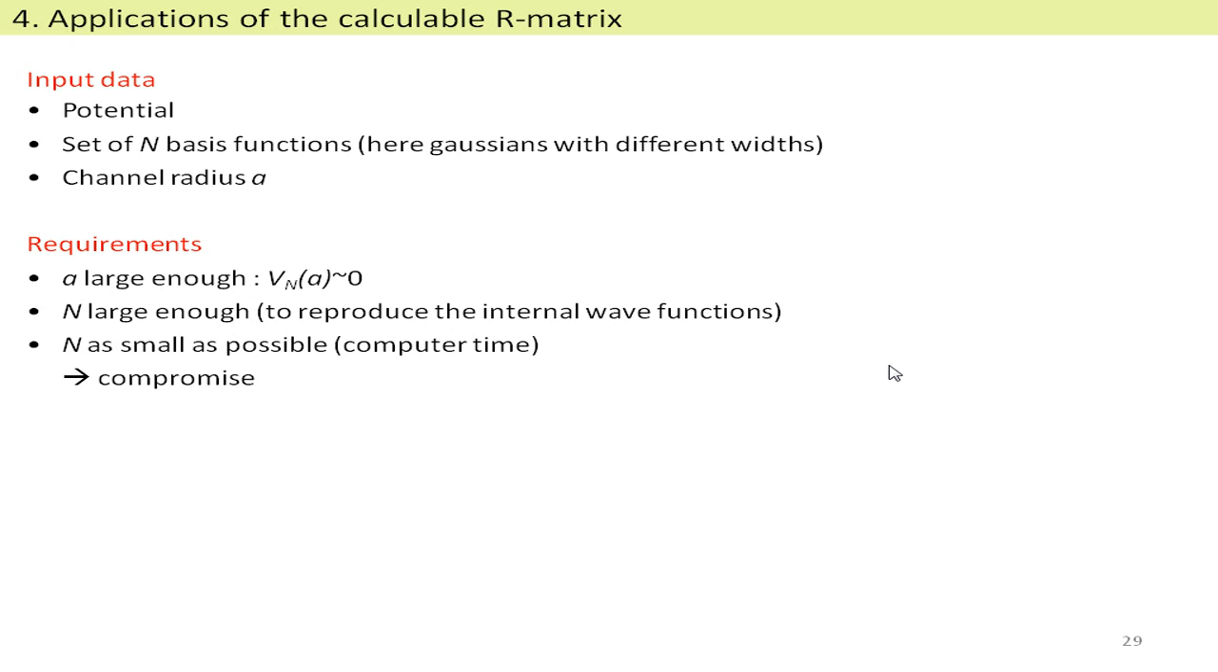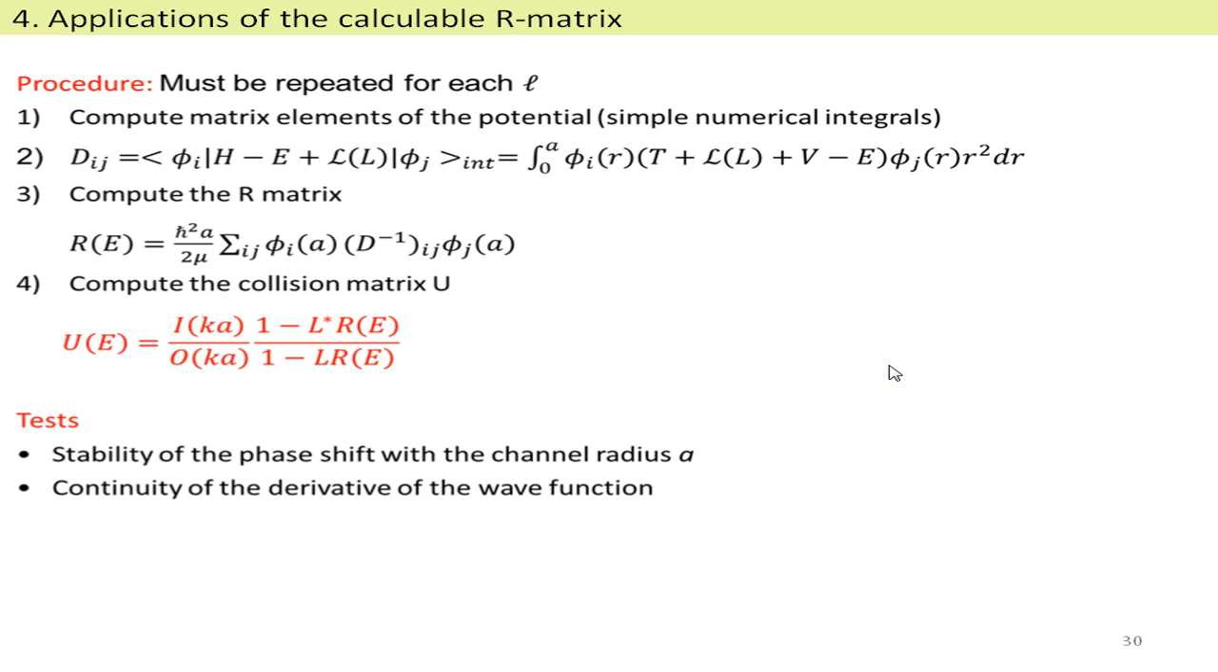So n should be large enough to reproduce the internal wave functions. And of course, you want n to be as small as possible because of computer times. And in this application, you will see that all computer times are very short, so this is not really an issue. But in some cases, it can be very long, and then the choice of n is a really important issue. So there is a compromise in the choice of the channel radius. I will show you an example.